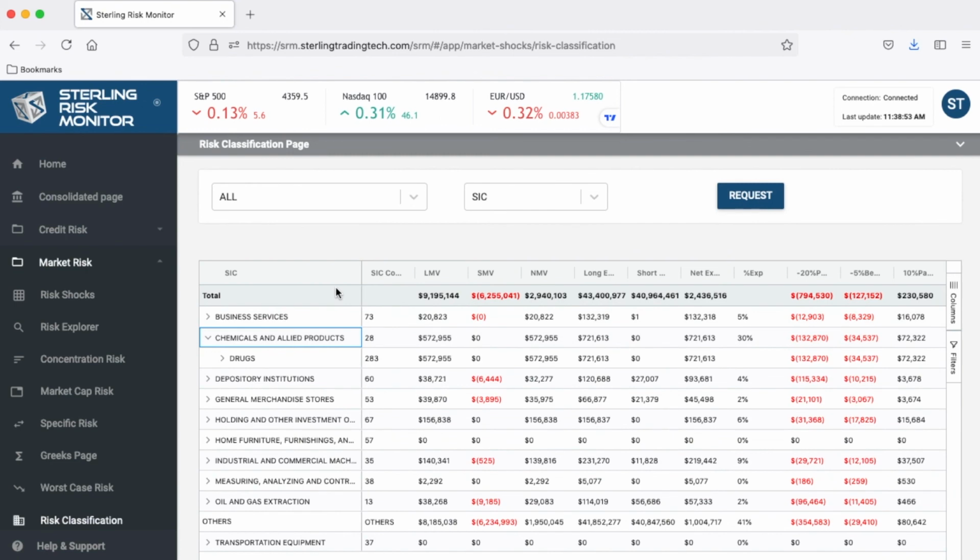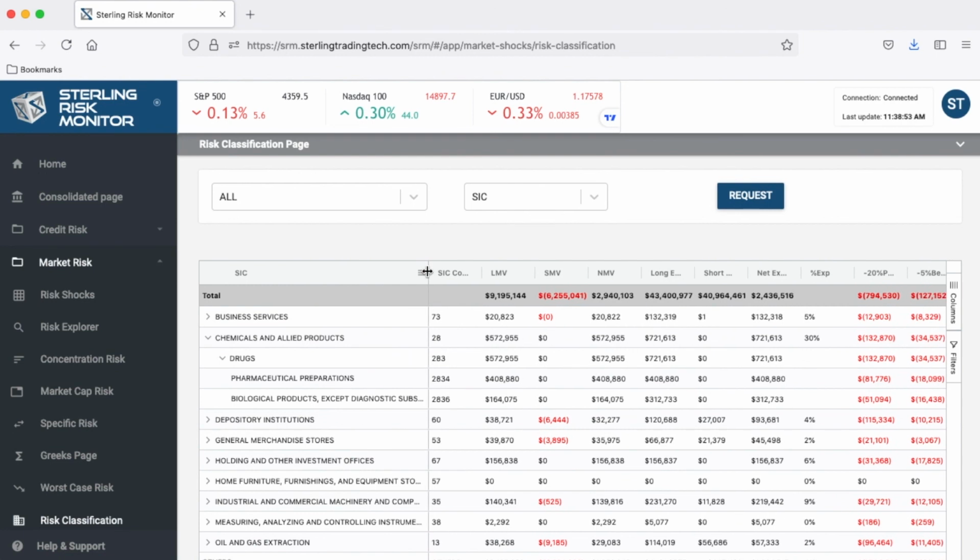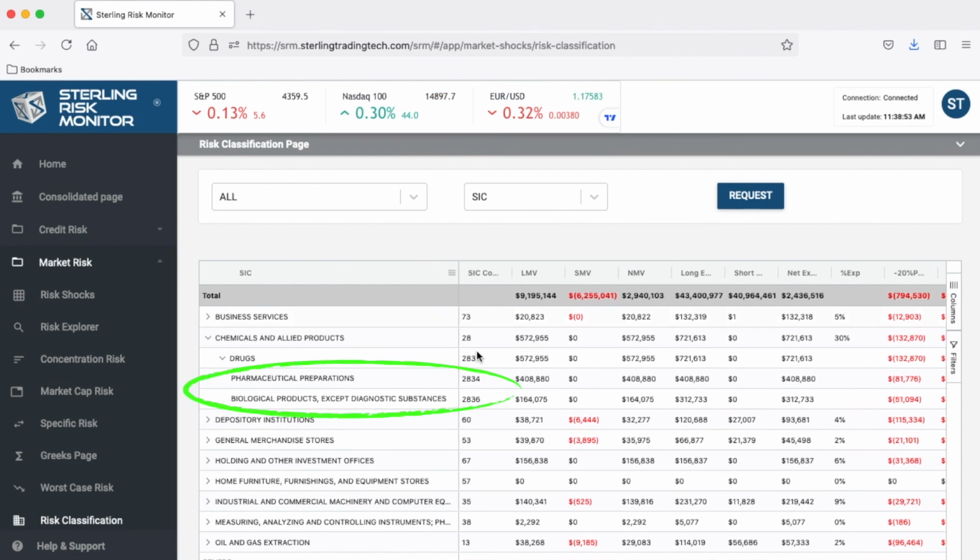If you drill down, then you will see the first level down, which is 283 for drugs. If you click one level down further, you will then see the most granular industry classifications under SIC, which is 2834 and 2836. Then you can see your exposures and risk by each of the levels under the standard industry classification.